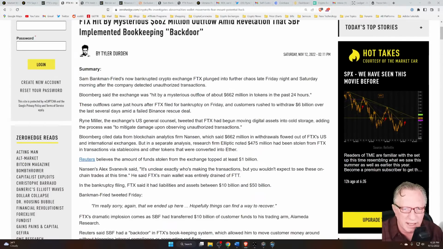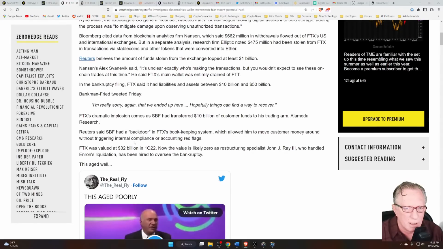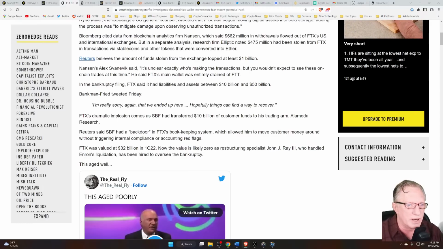Let's see. I'm trying to get to this. Reuters, and now we're into Reuters, right? This is a big story. This is the big news companies covering this story now, too. Reuters said SBF had a backdoor in FTX's bookkeeping system, which allowed him to move customer money around without triggering internal compliance or accounting red flags.